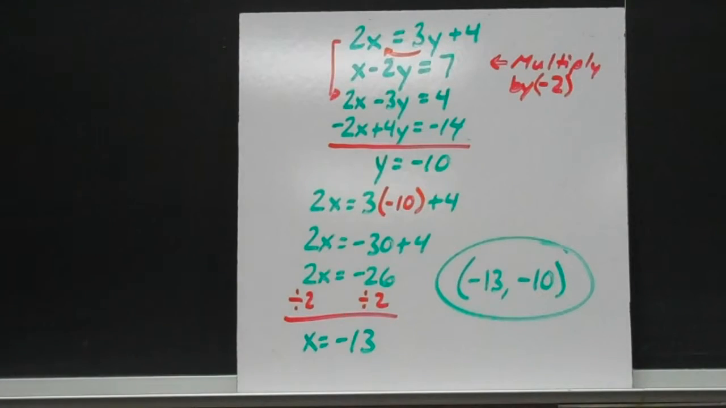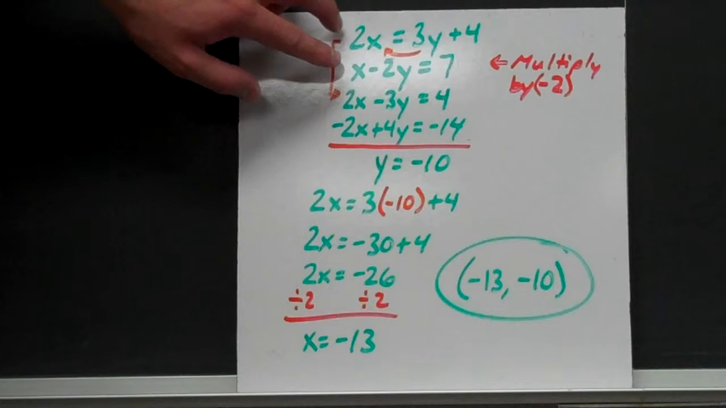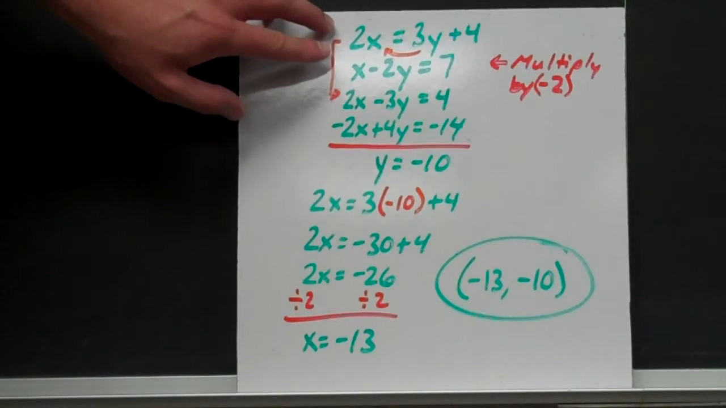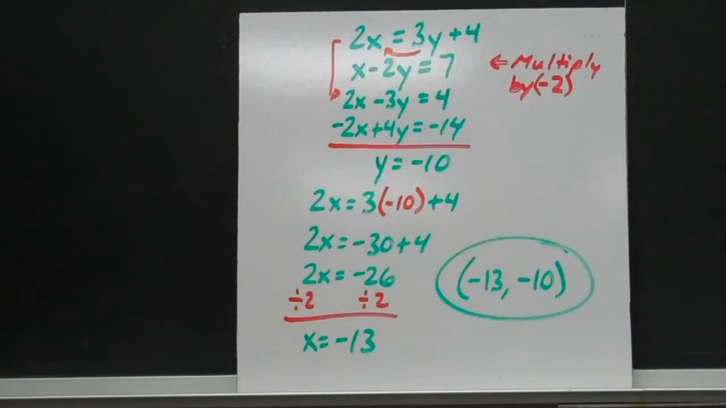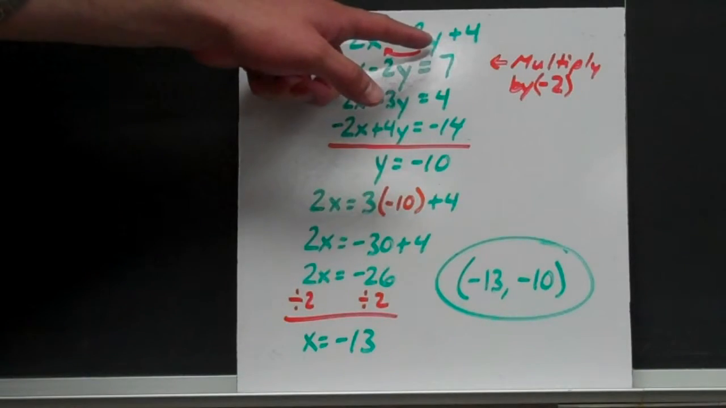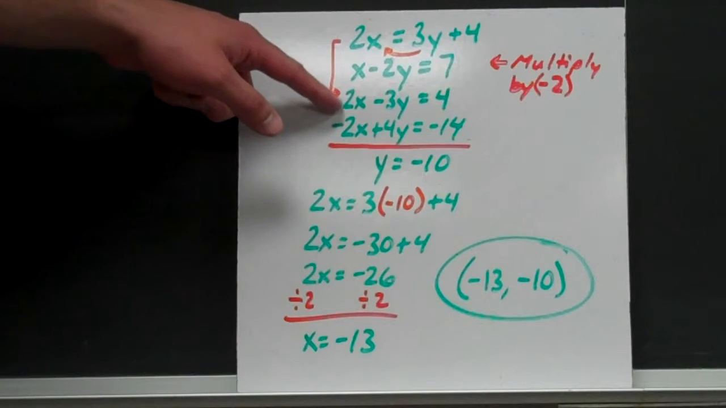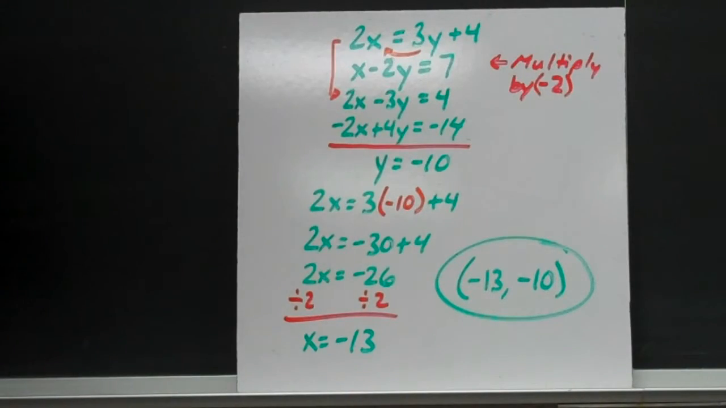It won't always be that easy. Sometimes you may have two equations that look like this: 2x equals 3y plus 4, and x minus 2y equals 7. Well, the first thing we'd like to do is have both of these equations look similar, so get the x's and y's both on one side. So subtract 3y over, we get 2x minus 3y equals 4.